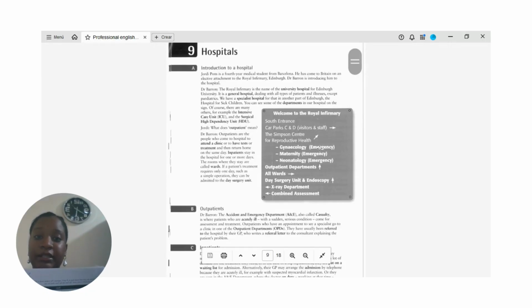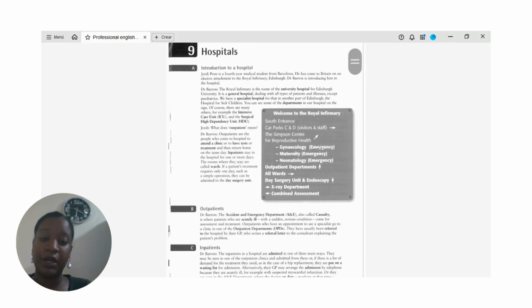So we're going to be reading this sign. Welcome to the Royal Infirmary. South entrance. Car parks for visitors and staff. The Simpson Centre for Reproductive Health. Gynecology emergency. Maternity emergency. And neonatology emergency. Outpatient departments, all wards, the surgery unit and endoscopy, X-ray department, and combined assessment.